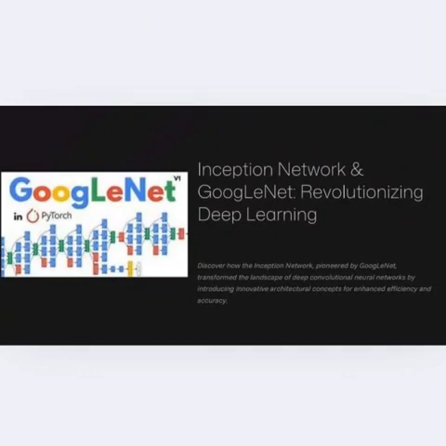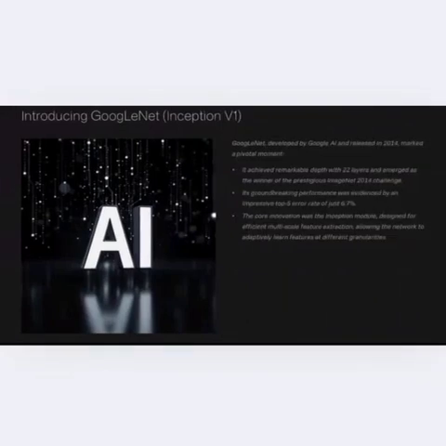Inception Network and GoogleNet. The Inception Network, also known as GoogleNet, is a deep learning model architecture that revolutionized the field of computer vision and deep learning. It was introduced in 2014 at the ImageNet Large Scale Visual Recognition Challenge. The key features of the Inception network are the Inception module, depth and width, and one-by-one convolution.